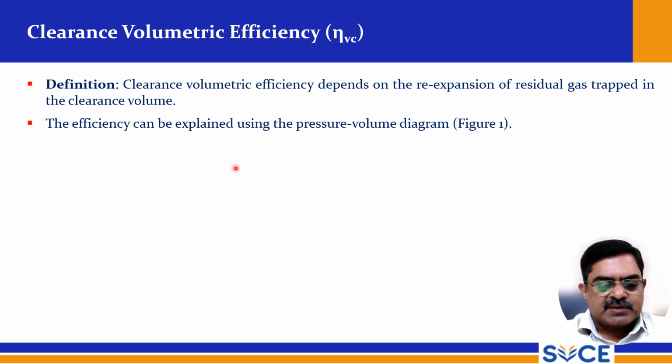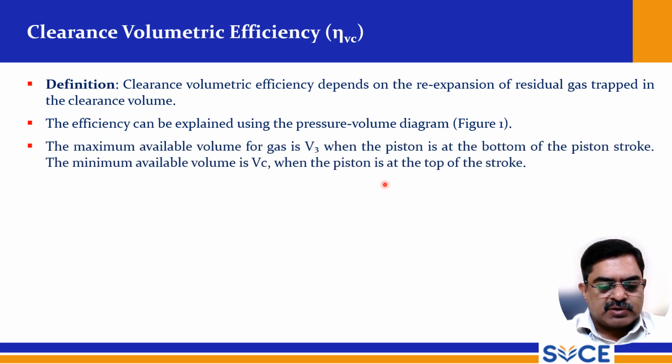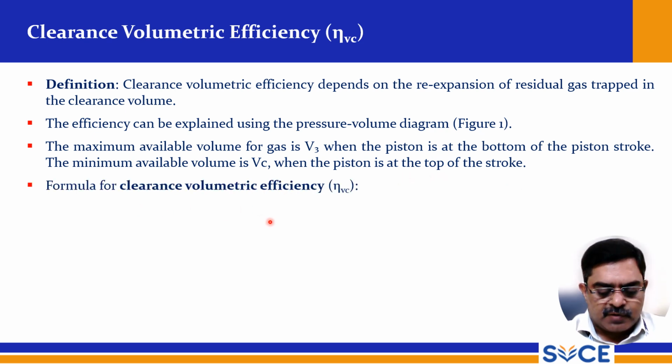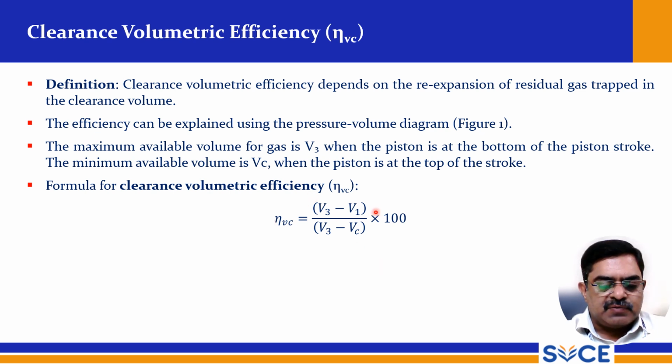The efficiency can be explained using the pressure volume diagram, which we have seen in the earlier diagram. The maximum available volume of gas is V3, the extreme point we have seen. When the piston is at the top of the stroke, the minimum available volume is Vc. So the formula for clearance volumetric efficiency is equal to V3 minus V1 divided by V3 minus Vc, into 100. This is from the PV diagram we have seen in the earlier slide.